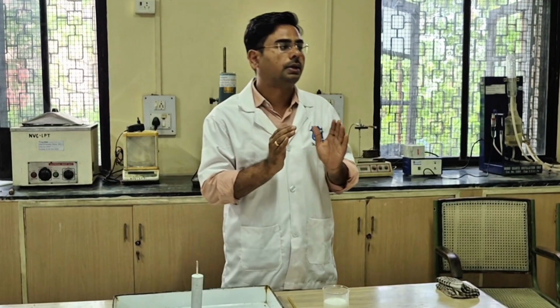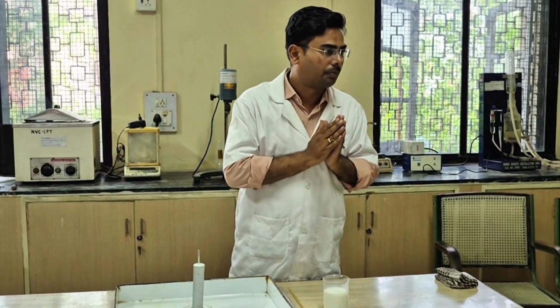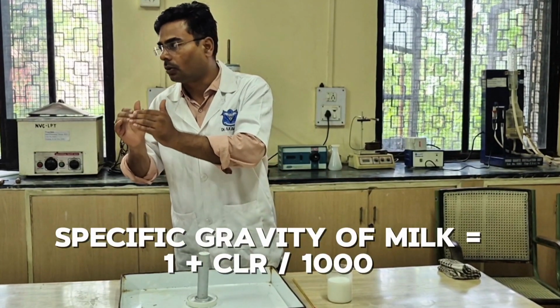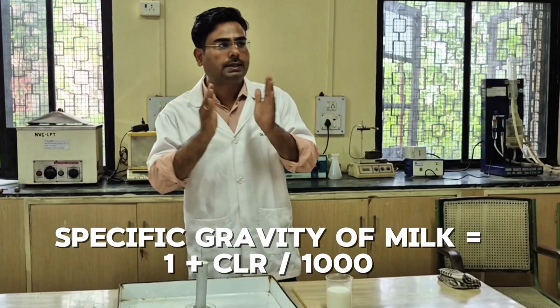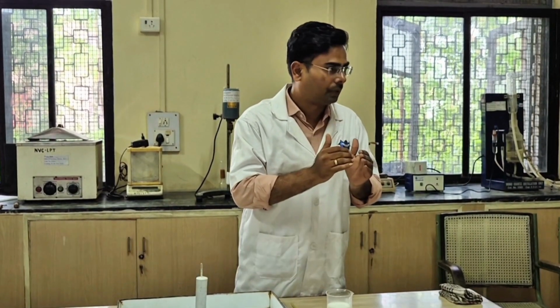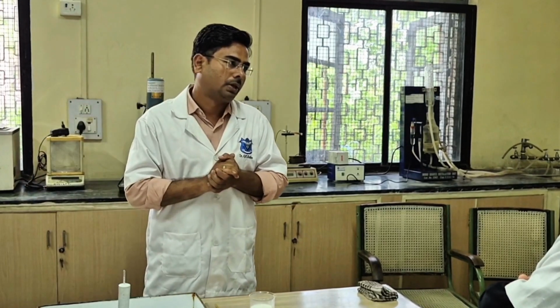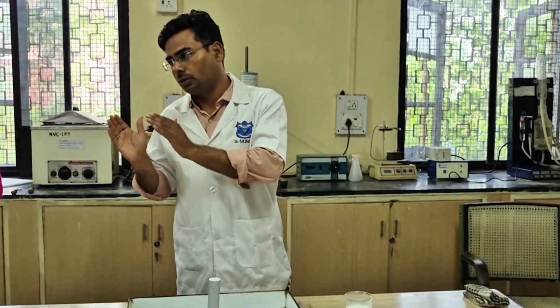Now we can calculate specific gravity. Specific gravity of the milk is equal to 1 plus CLR upon 1000. That means 1 plus, what is the CLR? 27.7 divided by 1000. Then specific gravity is equal to 1.027.